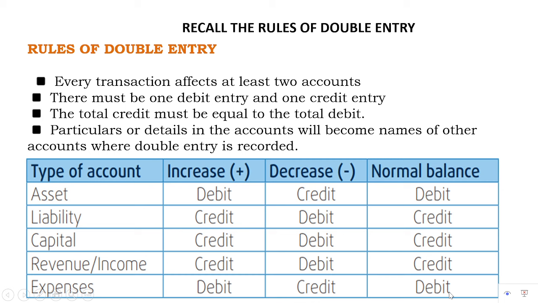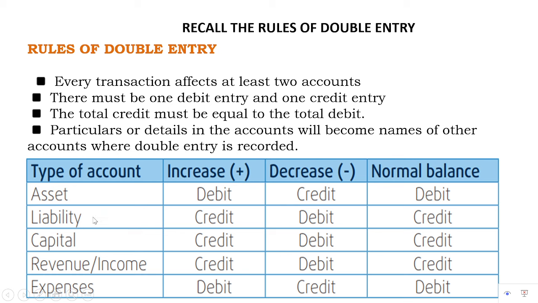We have here a summary of the rules by the types of account: the increase, the decrease, and the normal balance. For asset accounts, like a machine, when increasing an asset account, you have to debit. While decreasing it, you have to credit, and the balance comes on the debit side, meaning the debit side is always greater than the credit side.